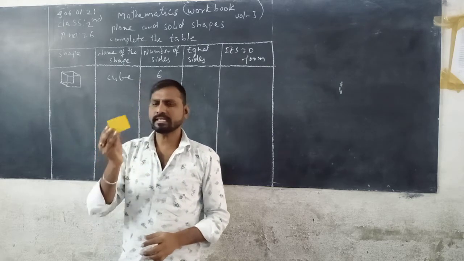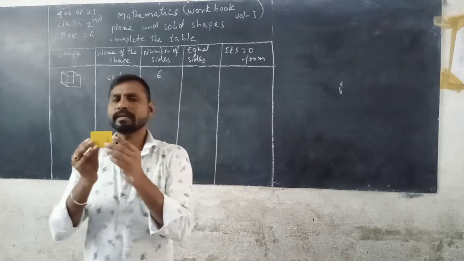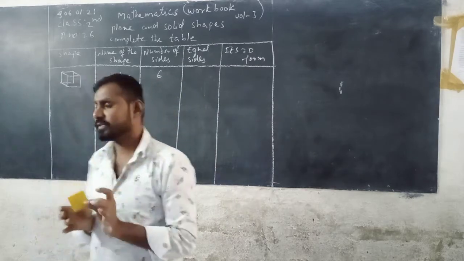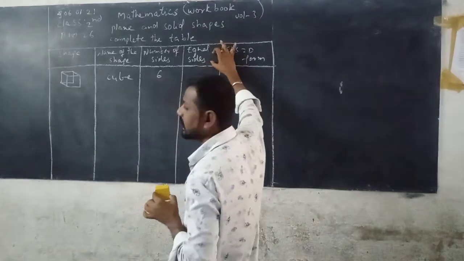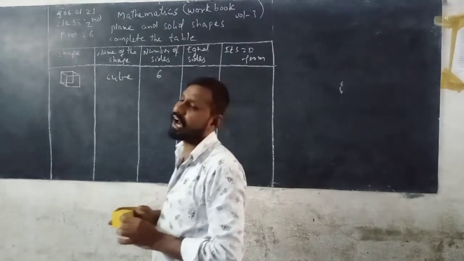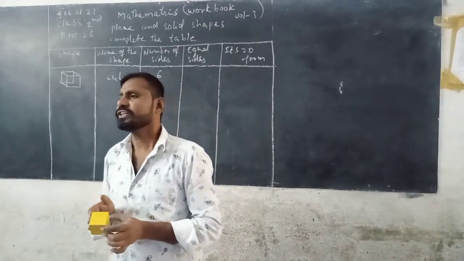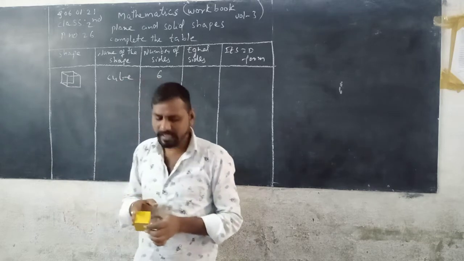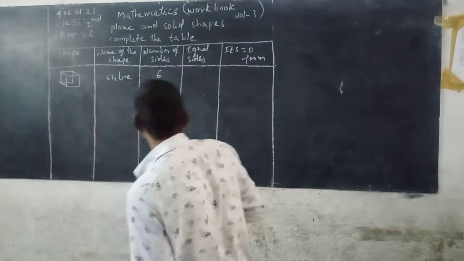Okay, see, this is cube. Cube is in the shape of square. So here, equal sides. In a square all sides are equal. Then in the cube all sides are equal. Then write here, all sides.